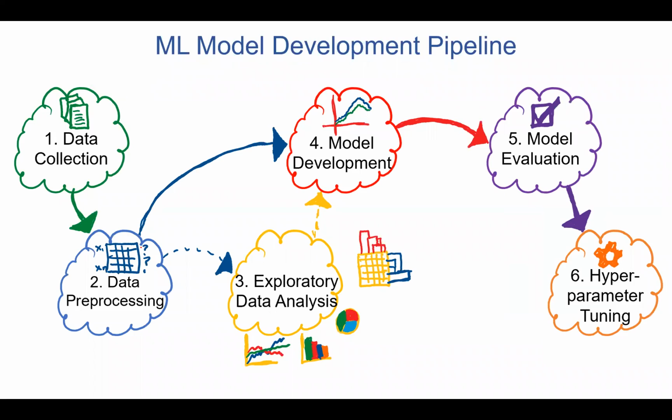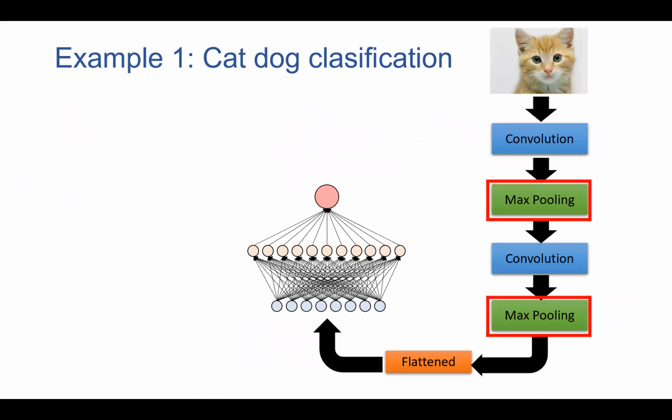So what we are going to do is perform classification on this problem. We'll do a cat or dog image classification.